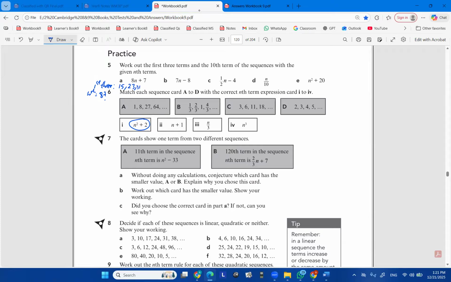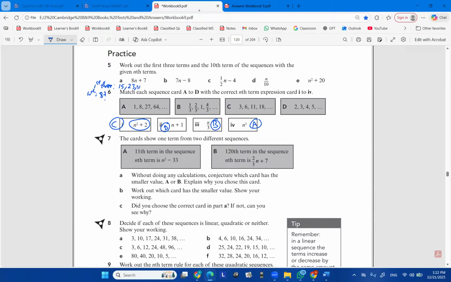So definitely it is C. Card C. That's the only card that has 3 in the first term. But here, 1 plus 1 is 2. The only sequence that has 2 in the first term is D. 1 over 3 is the first term, which is B. 1 cubed is 1. The first term is 1, which is A.